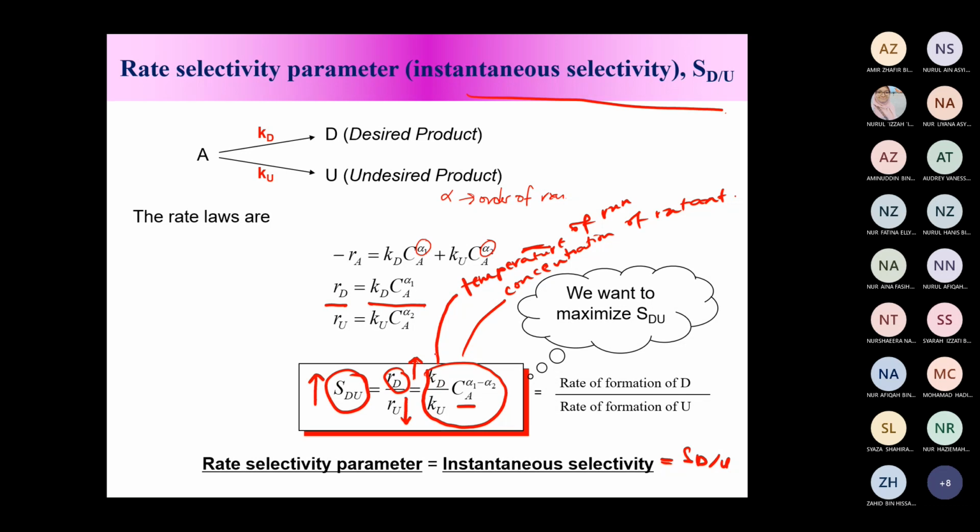Remember, in the Arrhenius equation, this K is actually a function of the temperature as well as the concentration of reactant. So it depends on these two factors. Usually we try to manipulate these two parameters in order to get high selectivity. So this is equal to the rate of formation of D over the rate of formation of U, which is the instantaneous selectivity SDU.